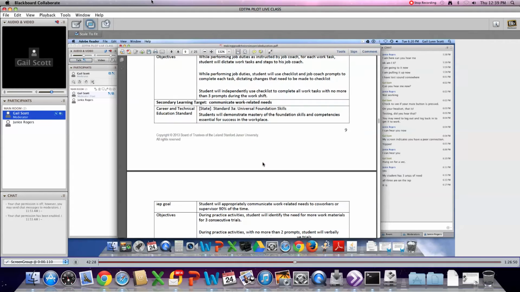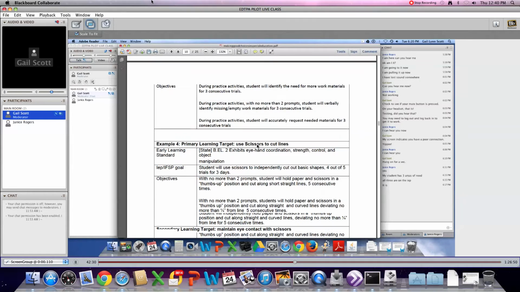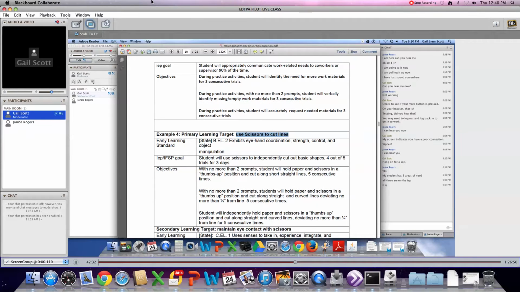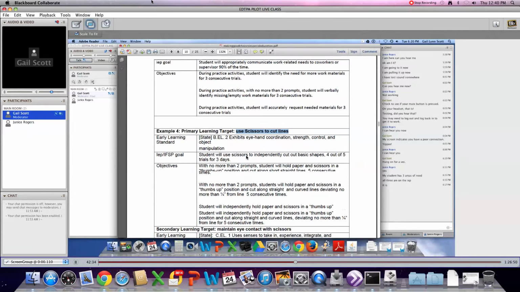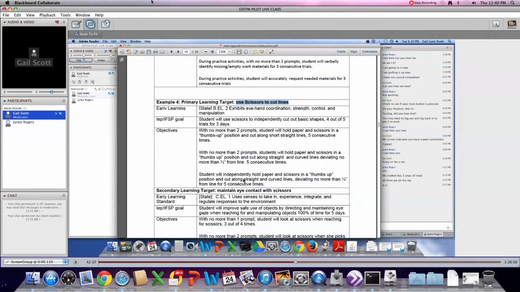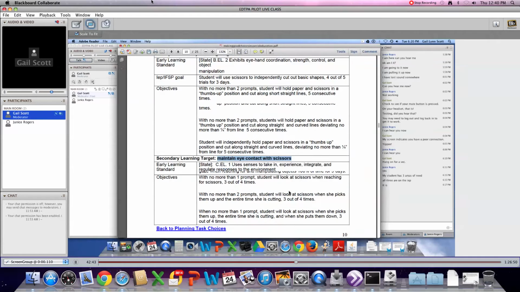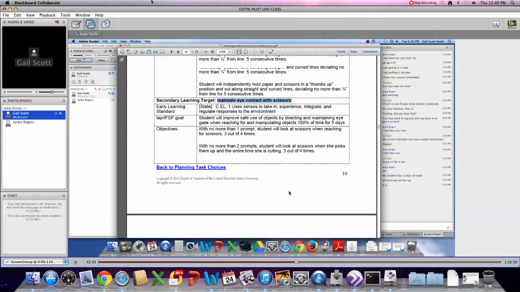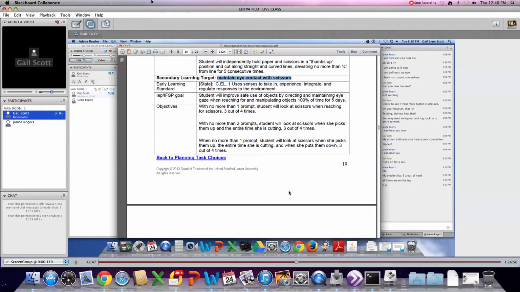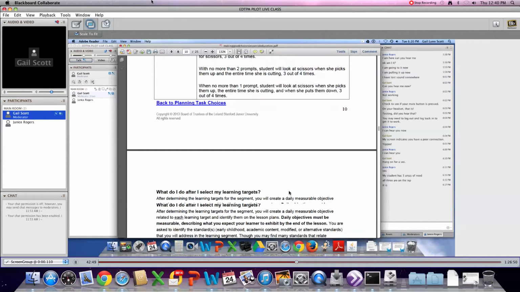I don't think any of you are in that setting. Here's a primary, using scissors to cut lines. All right. Secondary supporting target is maintain eye contact with scissors. Sounds like an easy thing to do. You watch what you're cutting. You wouldn't believe the students who don't do that. All right. So good examples.